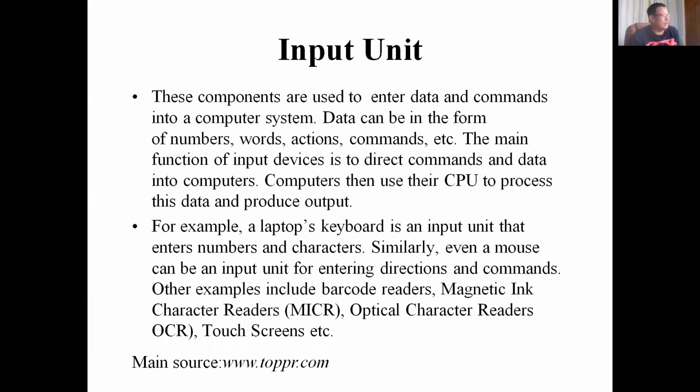What is an input unit? These are the components used to enter data and commands into a computer system. Even voice; a mic is also considered an input system. Data can be in the form of words, numbers, actions, like clicks on a mouse, hovering of a mouse, etc. The main function of these devices is to direct commands and data into the computer. They are the main entry point. Computers can use their CPU to process this data and produce the output.